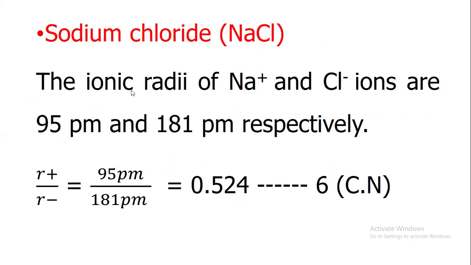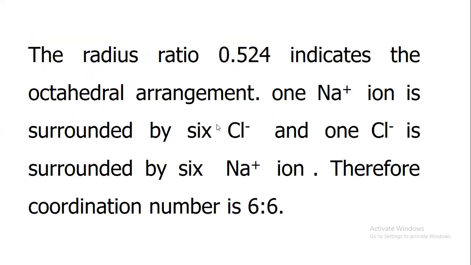Sodium chloride: the ionic radii of sodium and chloride ions are 95 picometer and 181 picometer respectively, so the radius ratio is 0.524, coordination number 6. The radius ratio of 0.524 indicates an octahedral arrangement. One sodium ion is surrounded by 6 chloride ions and one chloride is surrounded by 6 sodium ions. Therefore, the coordination number is 6 is to 6.